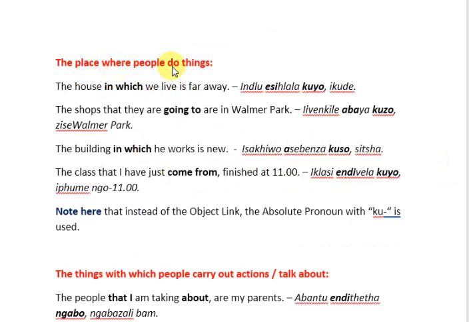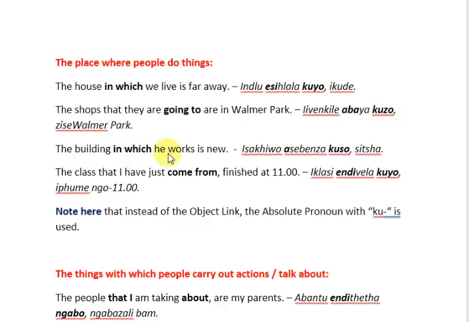The place where people do things. For example, the house in which we live is far away. Indlu esihlala kuyo ikude. The house esi which we hlala, live, kuyo, in it. That kuyo is the locative form of the absolute pronoun which we dealt with earlier. The shops that they are going to are in Womma Park. Ivenkile abaya kuzo zise Woma Park. The shops abaya, which they are going, kuzo, to them, are in Woma Park.